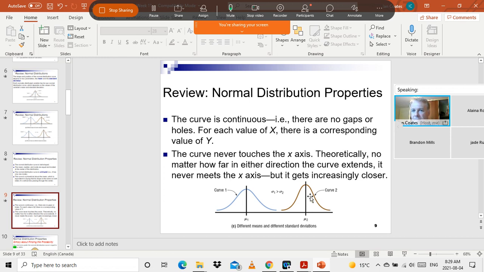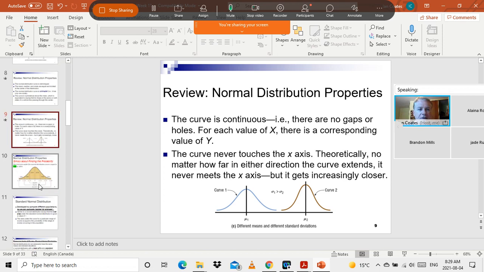Theoretically, no matter how far in either direction the curve extends, it never meets the x-axis, but it does get closer. If you're just joining in, don't worry, you haven't missed much. We just went over test 2 a little bit, and we're going through the PowerPoint right now. After the PowerPoint, with a bit of enlightenment, I hope, we'll go and hit assignment 2 that's out and go over that and any questions.